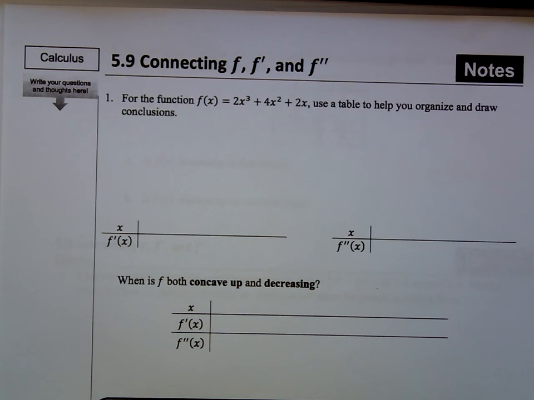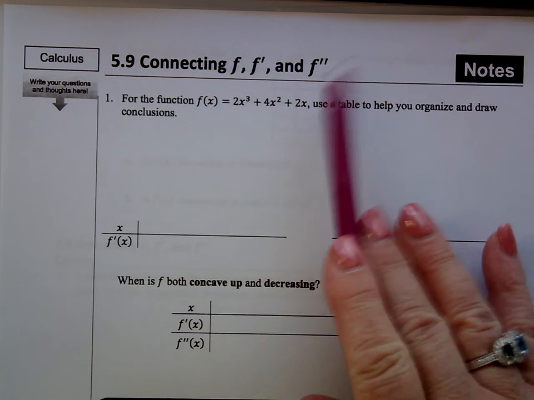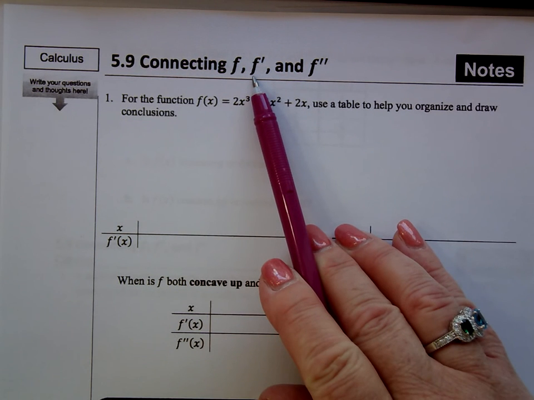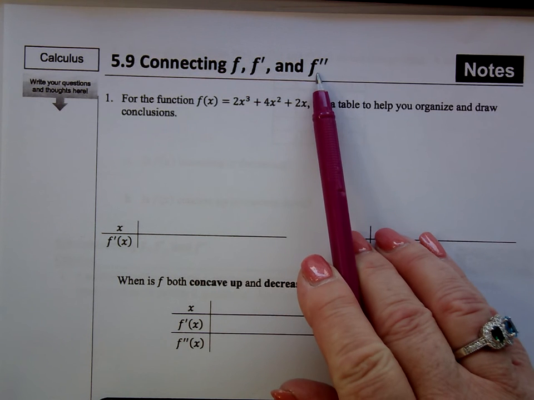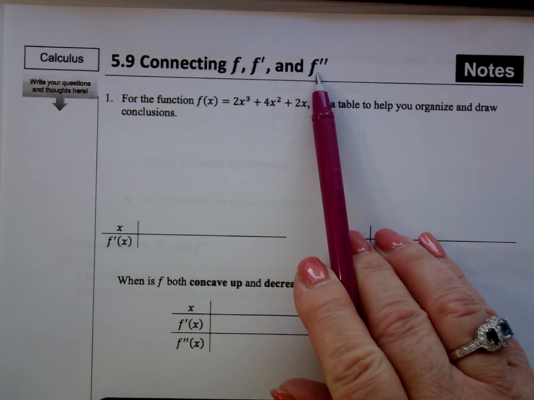All right, kids, we're looking at section 5.9 today. It's a lot like 5.8 was, but this time we're going to look at it from a more algebraic perspective rather than a graphic perspective. So we're connecting the function with the first derivative with the second derivative. Again, the original function is telling you increasing, decreasing, positive slopes, negative slopes. This is telling you concavity, concave up, concave down, happy face, sad face kind of stuff.